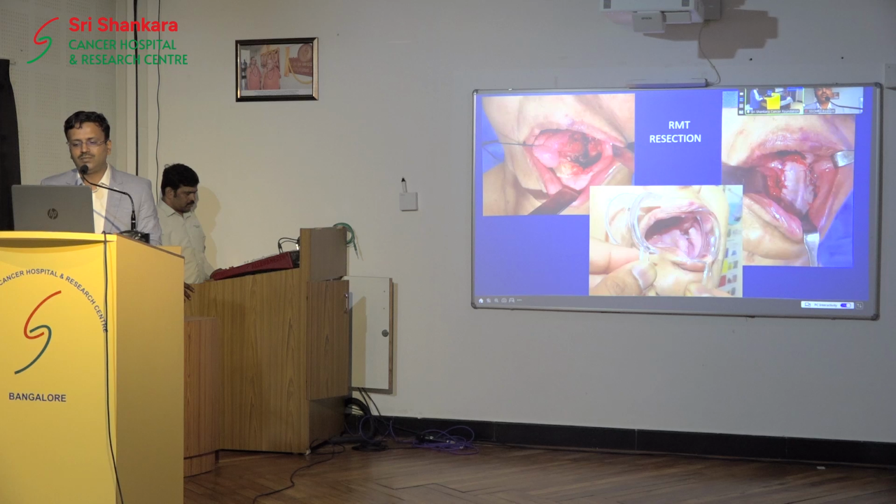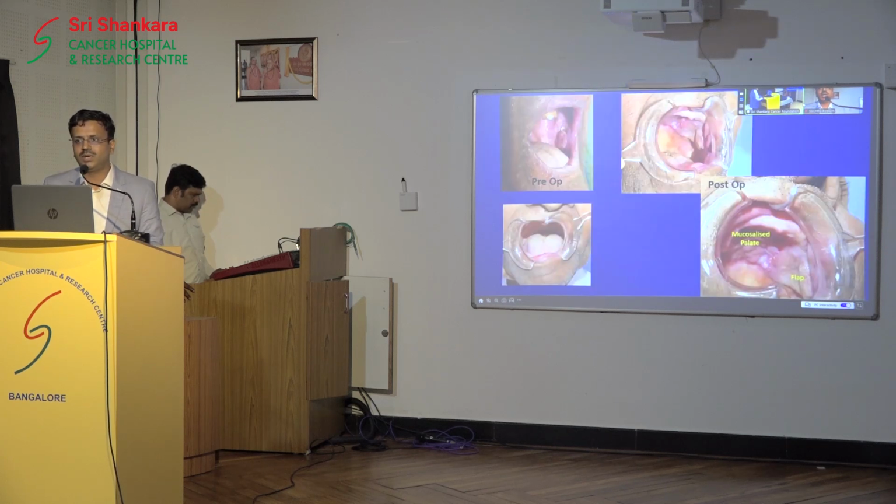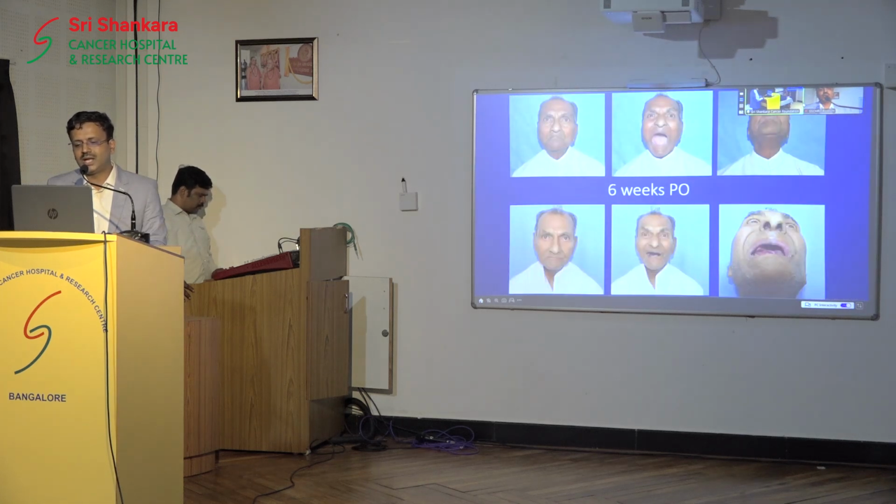RMT and 4-up defect, we reconstruct with the palatal island flap. So these local flaps can have a great role, but we need to understand all these flaps, anatomical considerations, and also what are the key areas where we can have complications, and we should try to avoid this. This is a patient who had an entire buccal mucosa defect, again a high risk patient, not fit for free flap surgery, reconstructed with a palatal island flap.